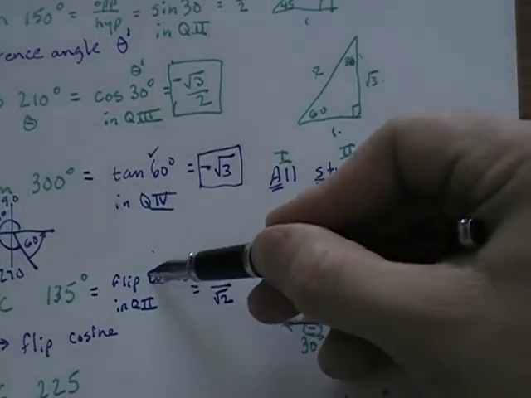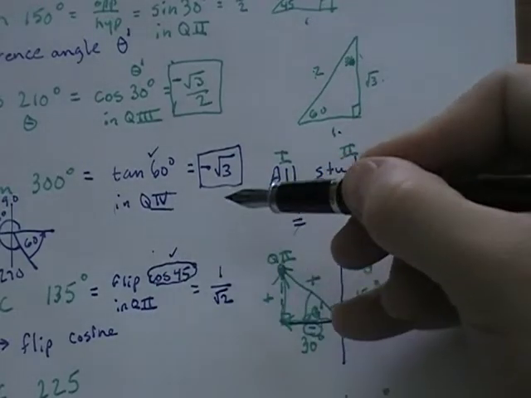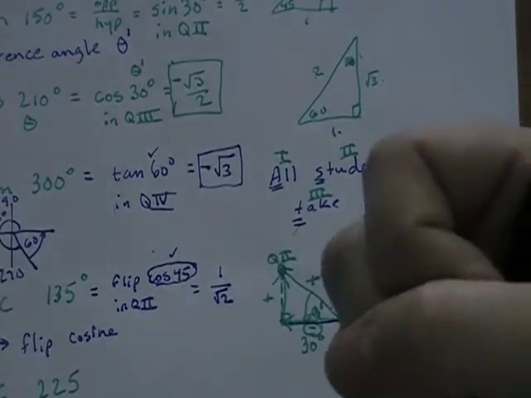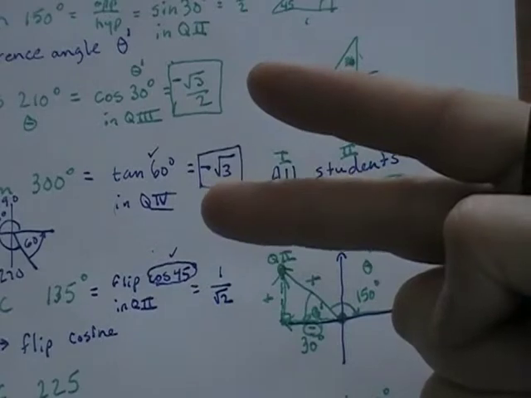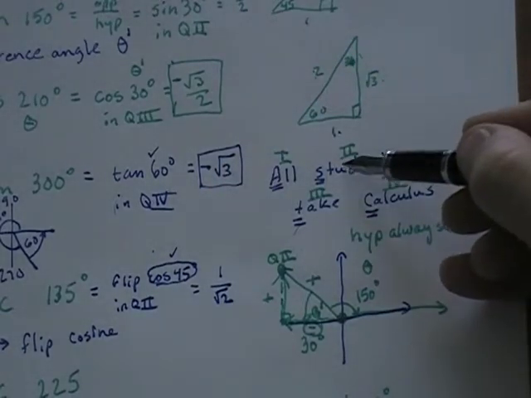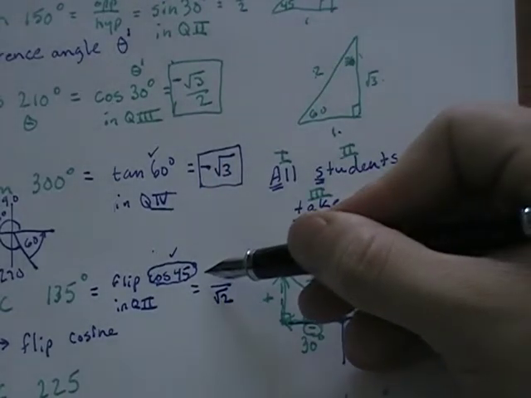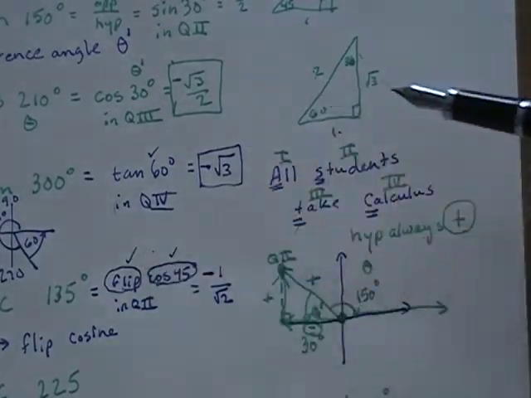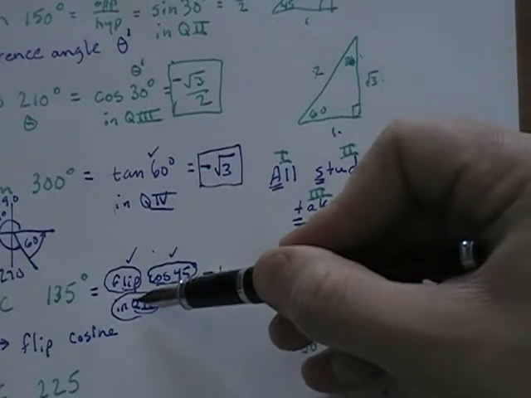That covers this. Then what? In quadrant 2, all students take. Sine is positive in quadrant 2, so cosine is going to be negative. That took care of that. Oops, wrong thing. I circled the wrong thing. That took care of that.